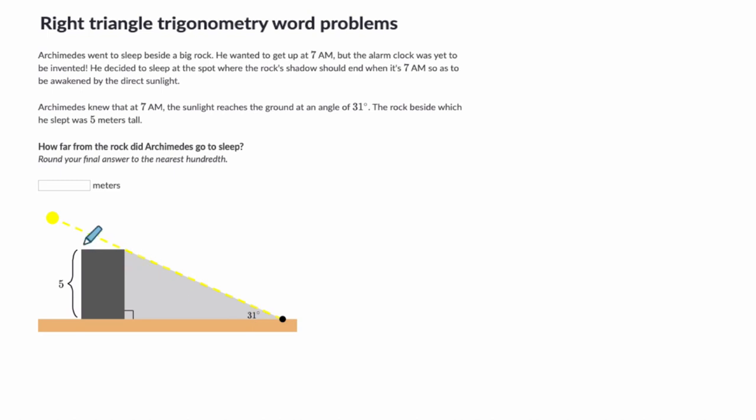I look at this diagram, I see a sun coming down. There's some kind of building or thing here. I'm inferring this is some kind of shadow. They probably want us to know something about this point, or maybe this distance right here. I guess the length of this sunbeam right there. Let's see what they want to know. Archimedes, famous mathematician, went to sleep beside a big rock. So he's sleeping. Where is he sleeping? I think he's sleeping here.